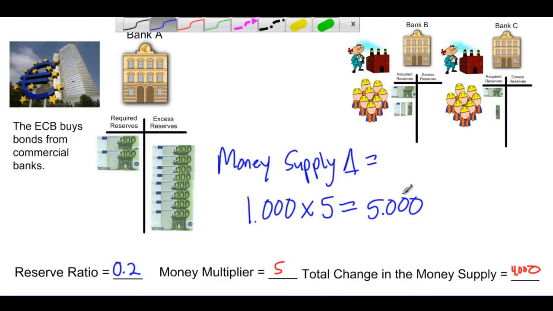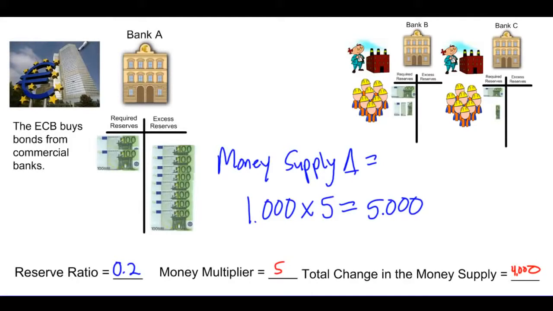Now, why, when private individuals put 1,000 euros into the banking system, did the money supply only increase by 4,000, as opposed to when the central bank buys bonds, when it increases by 5,000? This is because money held at the ECB was not counted in the nation's money supply. Therefore, the central bank's purchase of government bonds increases the money supply by more than when a private spender or saver puts money into the nation's banking system.